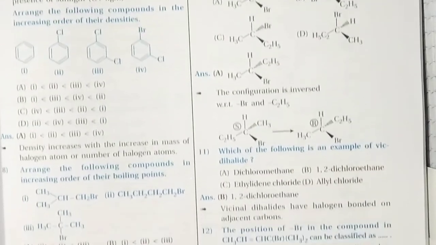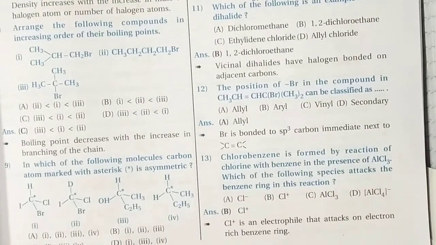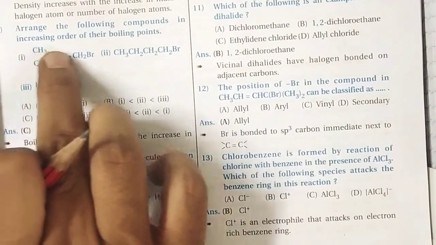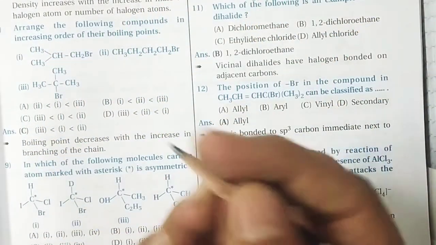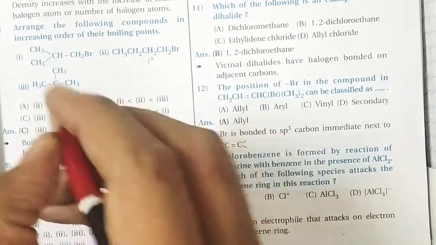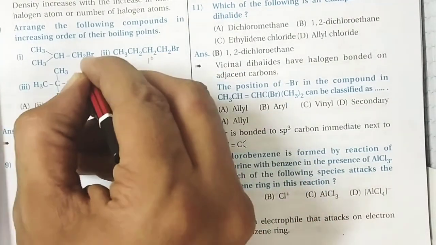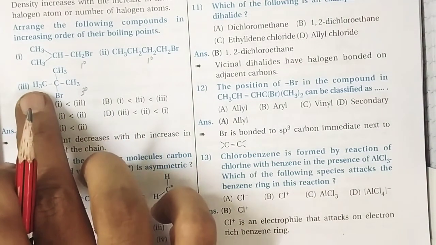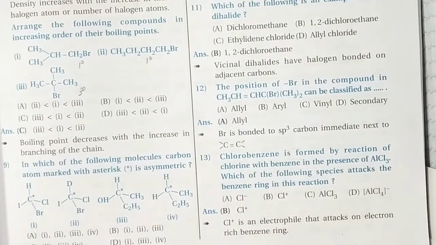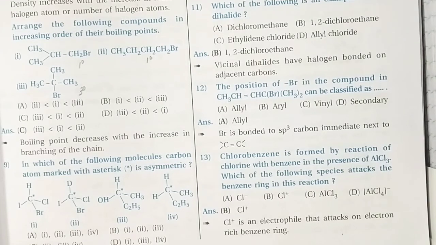Nothing new about that. Arrange the following compounds in increasing order of their boiling points. I want to consider boiling points first. We know that this is primary in nature, this is tertiary in nature, and this is also primary in nature. We know that in the case of any tertiary type of compound, the intermolecular distance is quite good.